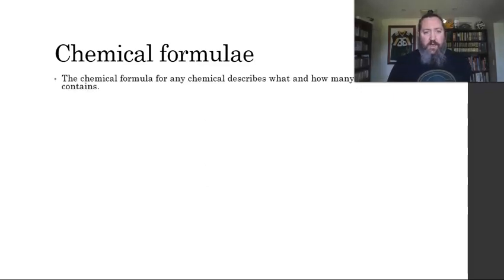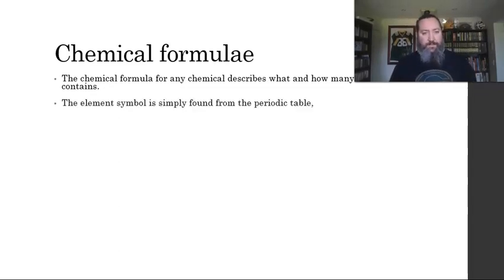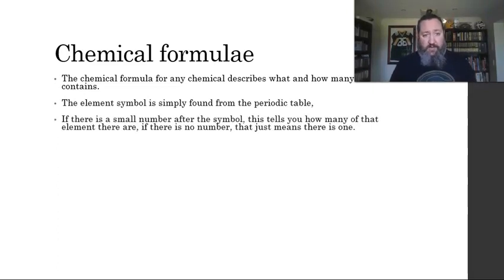So chemical formulae are the names or the symbols, the descriptions we give to what the chemicals are and what's shown within them. So the chemical symbols are found on the periodic table. Each element has its own symbol. Hydrogen is H, oxygen's O, nitrogen is N, lead's Pb, etc. If you're looking at a chemical formula and there's a little number after it, it tells you how many of those elements there are, how many of those atoms there are. If there's no number, it means there's one.